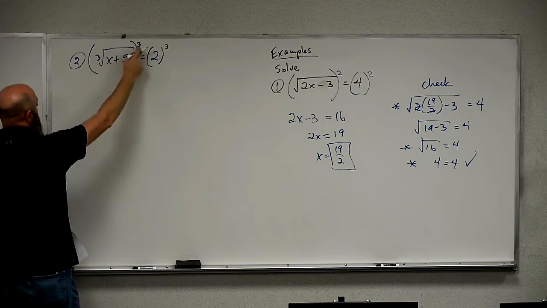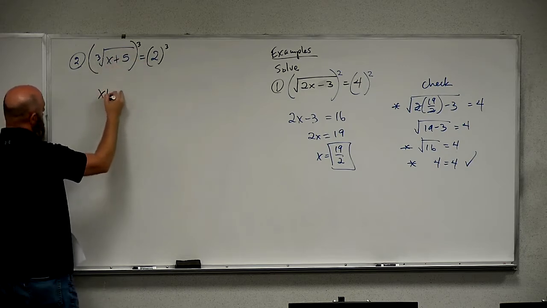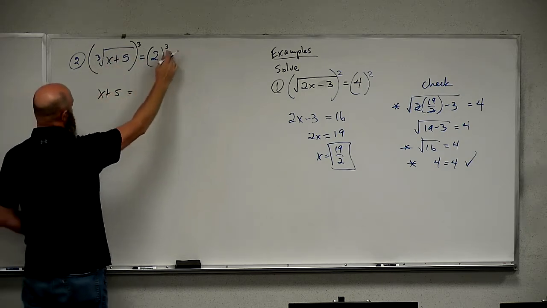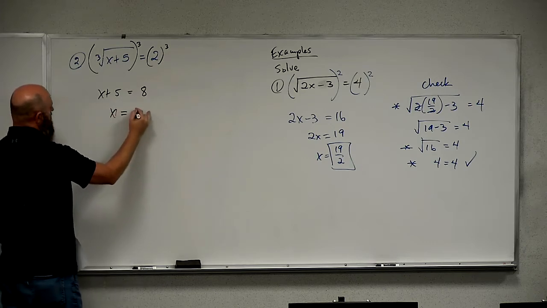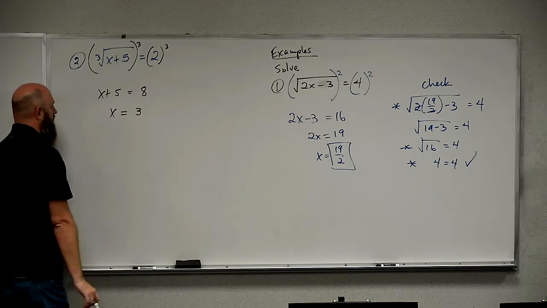So the third root and the third power cancel, leaving me with x plus 5. And then 2 to the third is 8. So we subtract 5, so x equals 3.